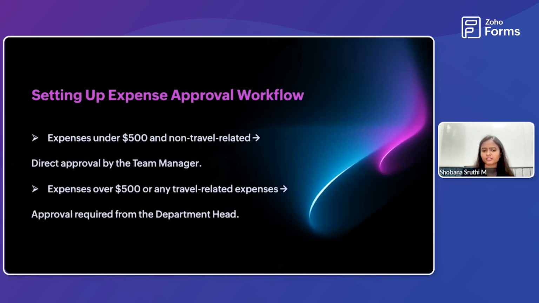Okay, that makes sense. So let's say I've created an expense form with all the relevant fields, like the type of expense, whether it's meals or transport or even lodging, and the total amount spent. Now, I'm thinking about how to set up the approval flow for this team trip. For example, if the expenses are under $500 and non travel, I assume it's an easy approval for the team manager. But if it's over $500 or if it's travel related, it has to go to the department head, right?